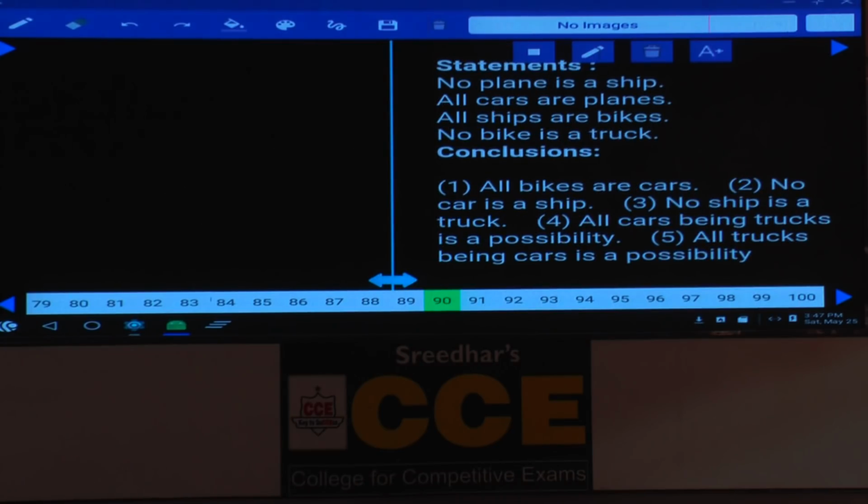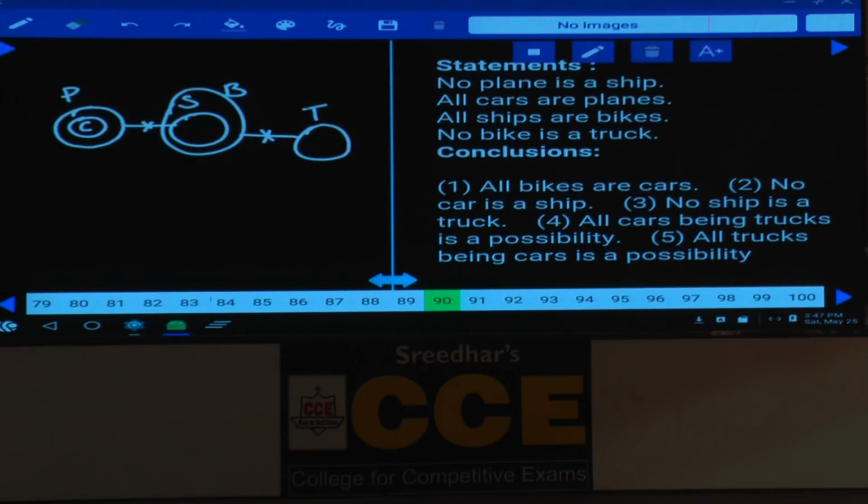Then 90. Now in this question number 90, no plane is a ship. Plane is here and this is ship. All cars are planes. No plane is a ship. All ships are bikes. And no bike is a truck. Now this is the basic diagram. All cars are planes. No plane is a ship. All ships are bikes. And no bike is a truck.